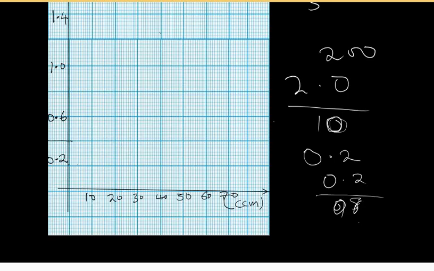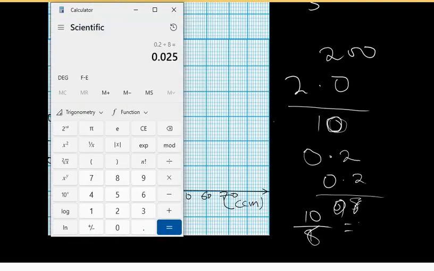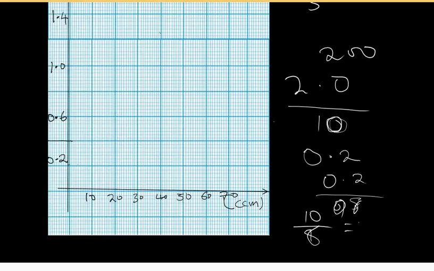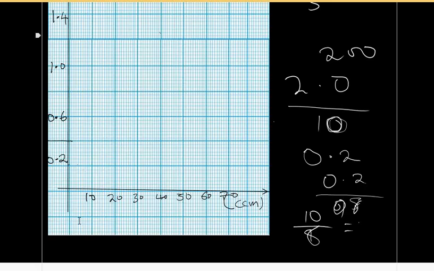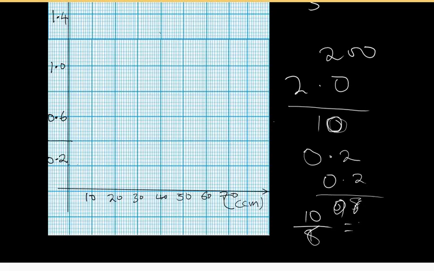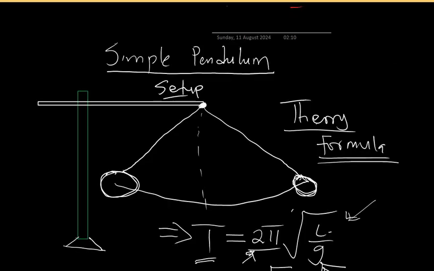For this one here, the scale is 10 cm, then divide by 8. 10 divided by 8 is 1.25. All right, so let's start tracing out the points.